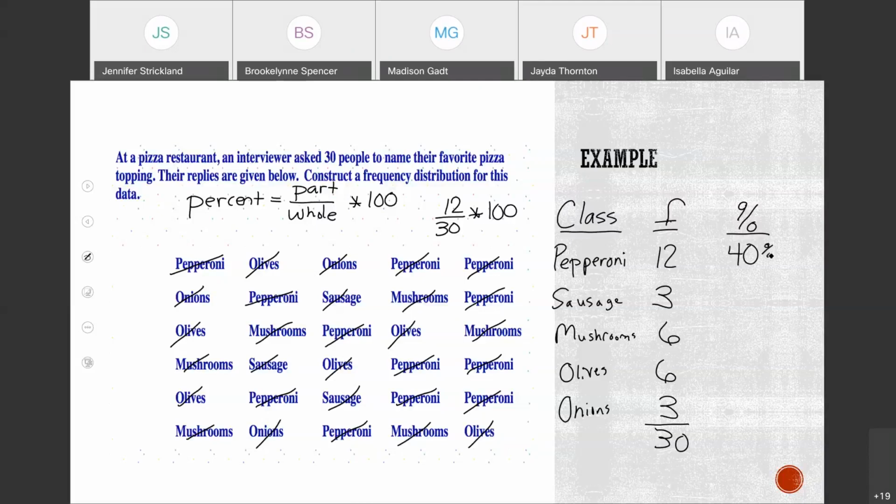All right, so what do I type in my calculator for sausage? Yeah, so we'll do 3 for sausage, divided by 30 times 100. Everybody okay with that? 3 divided by 30 times 100. All right, so that should give me 10%.